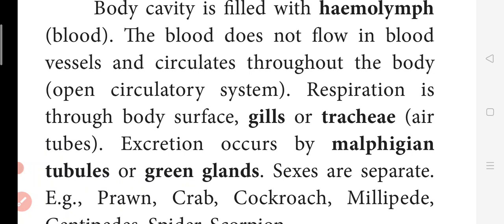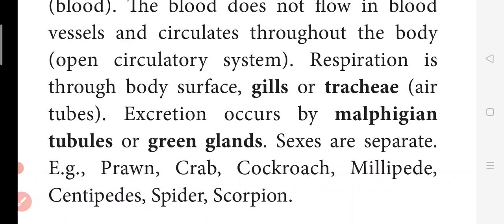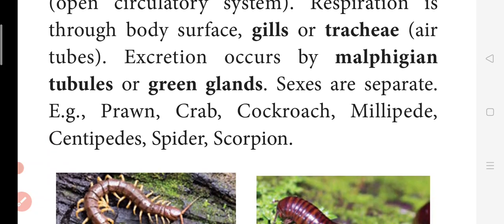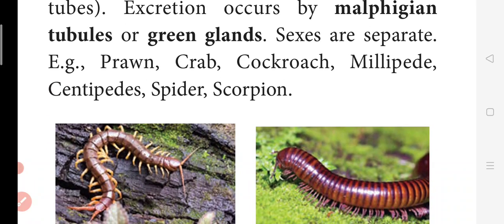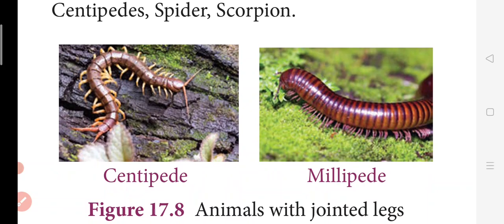Through the body surface, with the help of their skin, they can respirate like other animals. And gills are there. With the help of gills or trachea, that is air tubes, with any of these they may respirate. And excretion is by malpighian tubules or green glands. Sexes are separate here. For example, prawn, crab, cockroach, millipede, centipede, spider and scorpion, all these are very common examples.